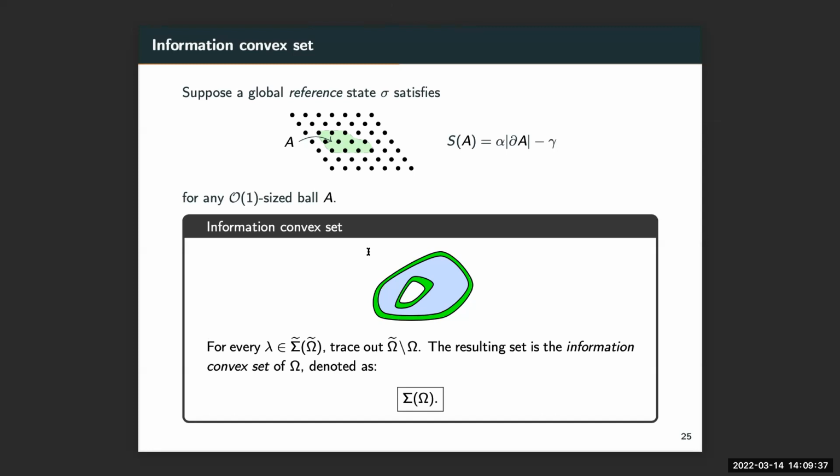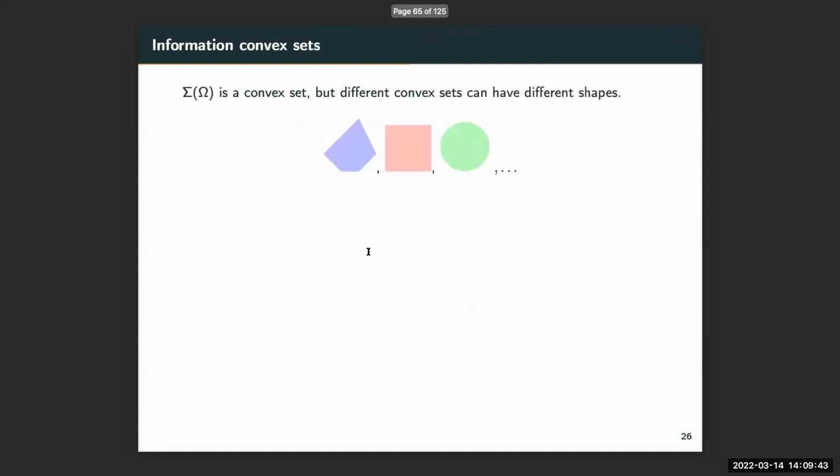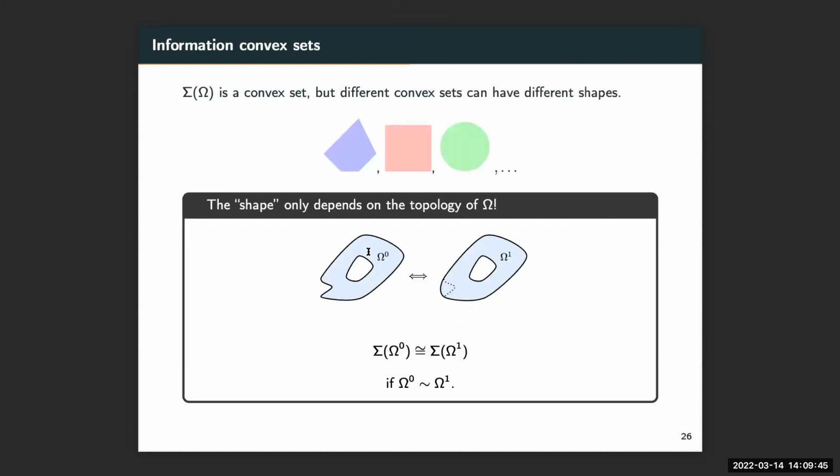It's not a bad guess, but it turns out the answer is no. It turns out the size of the set, and in fact not just the size, even the shape of the set, only depends on the topology of the underlying subsystem. What I mean by that is that there is a distance-preserving linear map from the space of states in here to the space of states over there.